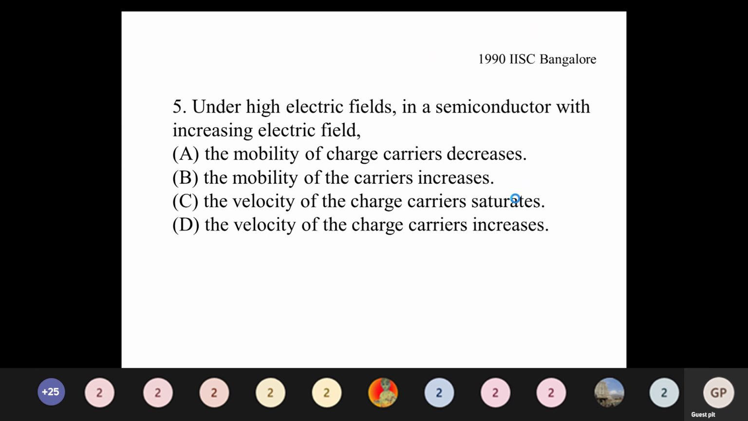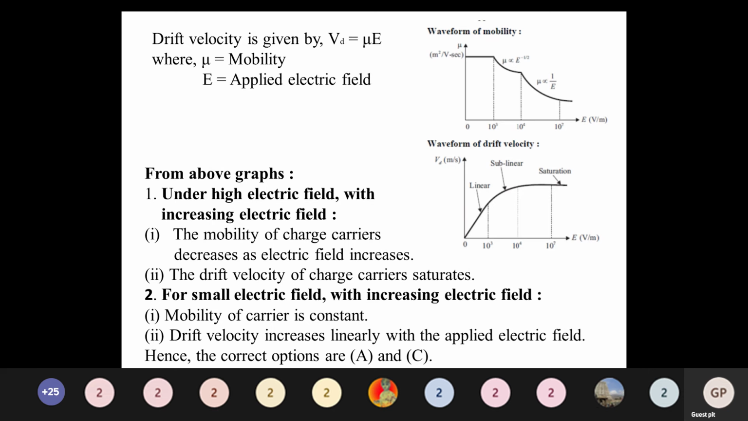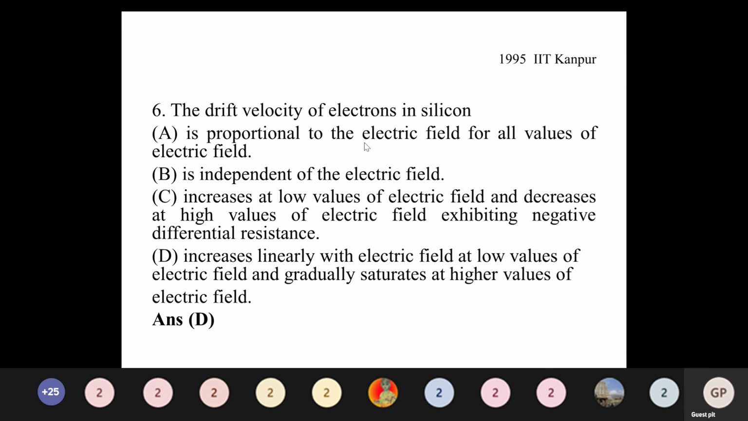So this is one problem. After that, we have to know this concept thoroughly, because based on this they are asking problems: electric field with mobility, and electric field with drift velocity. Clear. The next problem: the drift velocity of electrons in silicon. This is actually based on the previous concept. What happens to the drift velocity of an electron in silicon? It is proportional to which one?